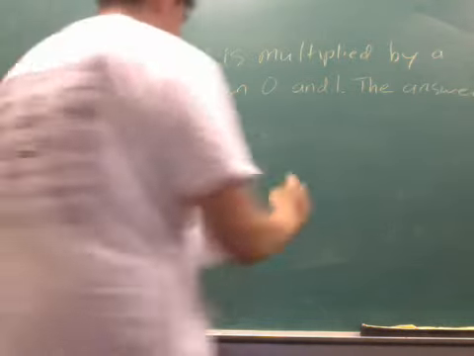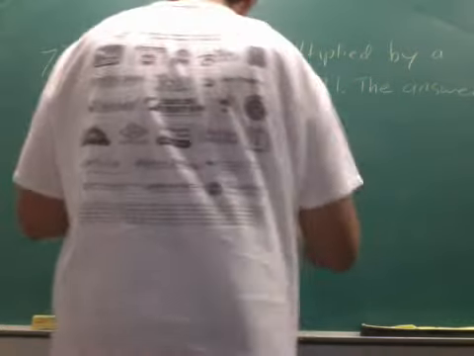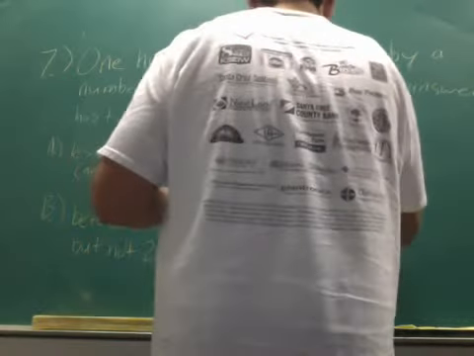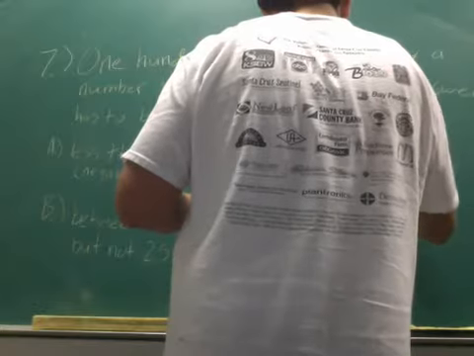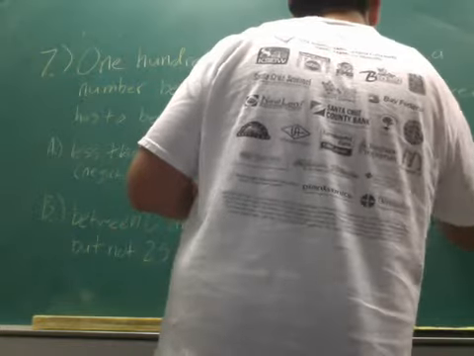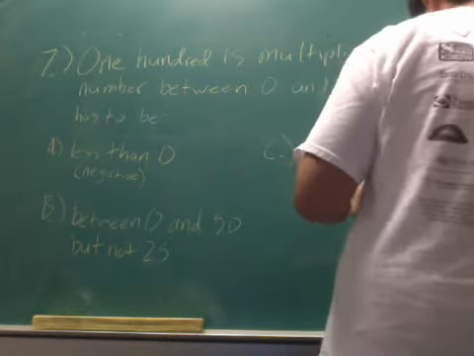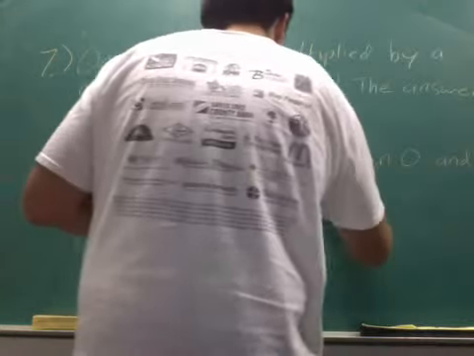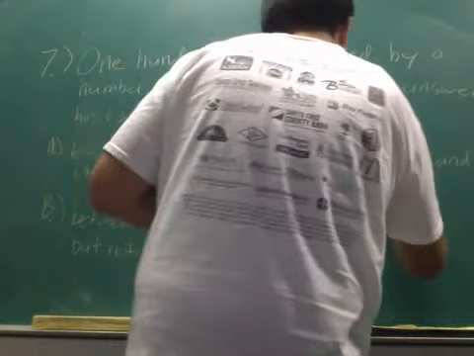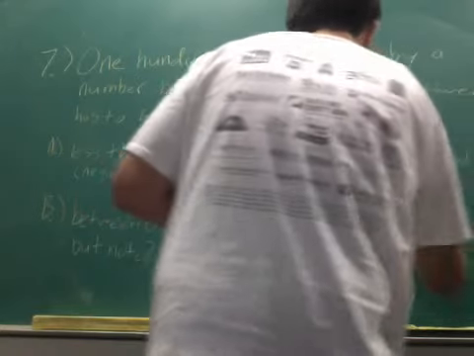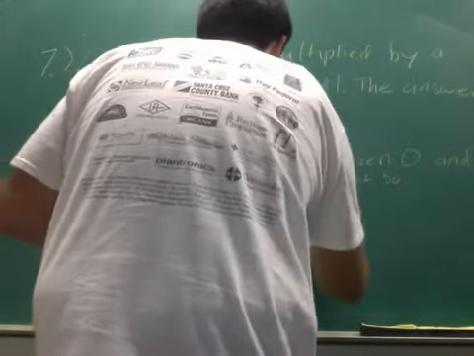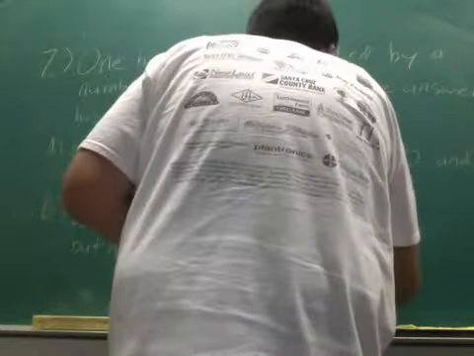Alright, the other options are C, which says between 0 and 100, but not 50. And then D says between 0 and 100.